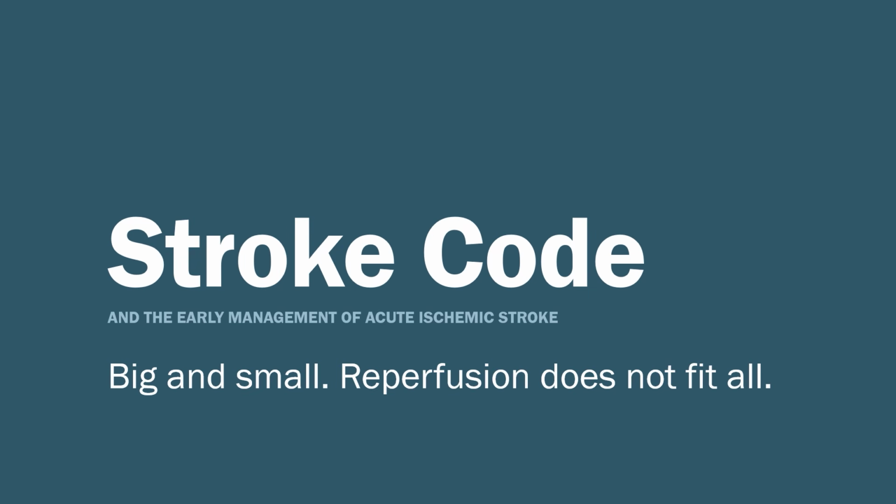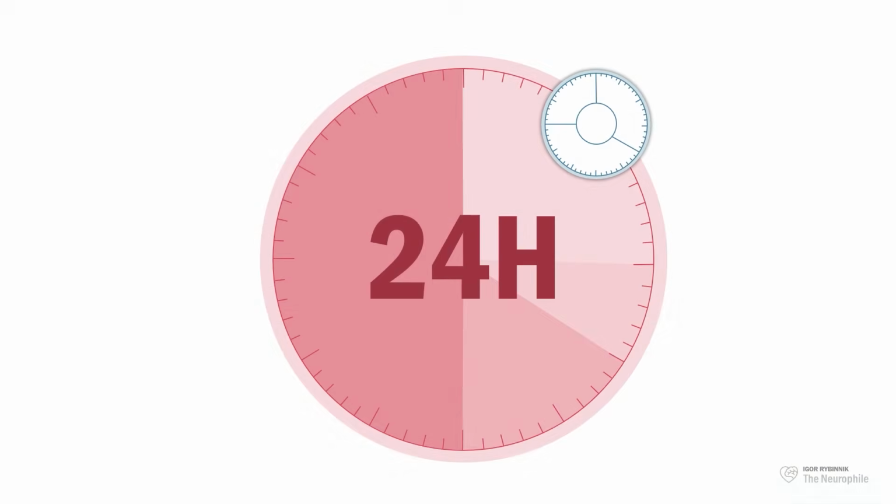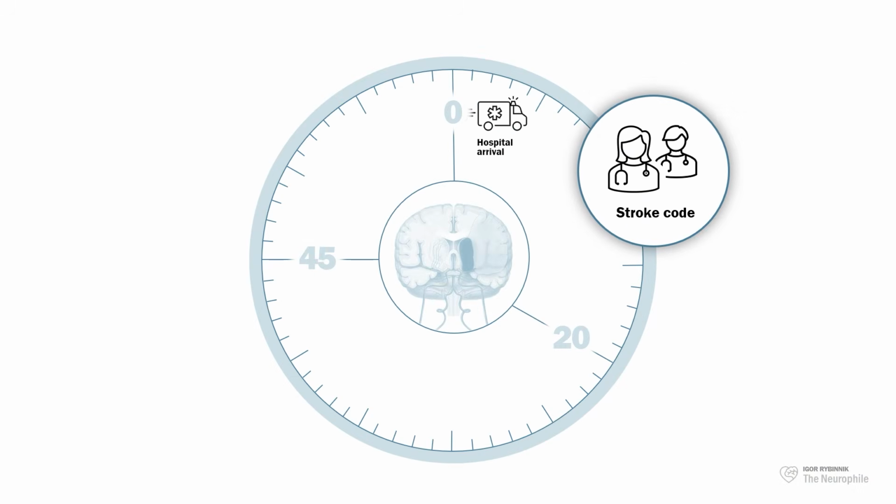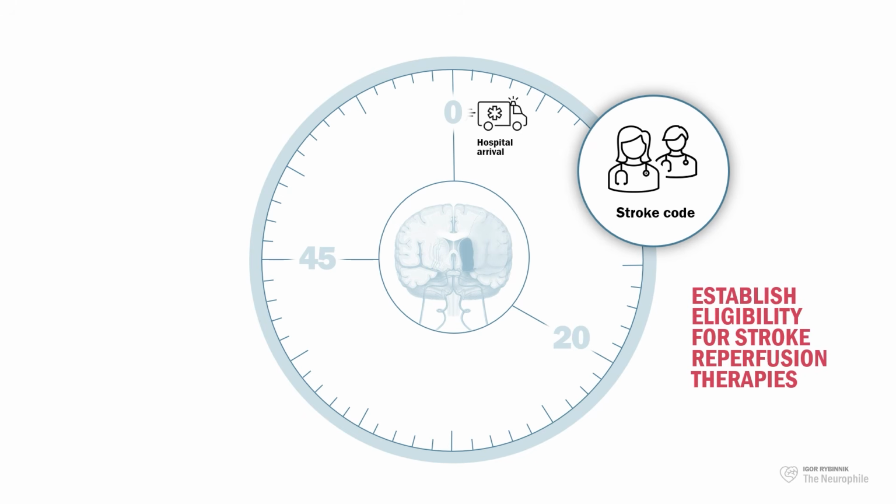Right! Call a stroke code. You realize that this is a neurological emergency and you're likely going to need some help. Now, the purpose of the stroke code is to establish eligibility for stroke reperfusion therapies and to deliver those therapies as quickly as possible. That's it. We're not focusing on the diagnosis. A stroke code is too hectic and too time constrained for a proper history and neurological exam. A stroke code is not the same thing as a proper neurological evaluation.